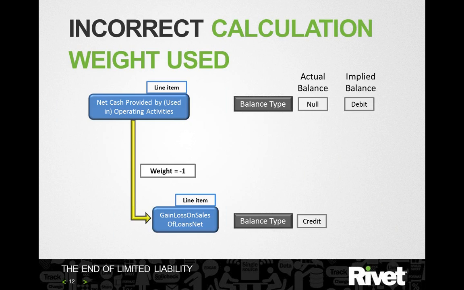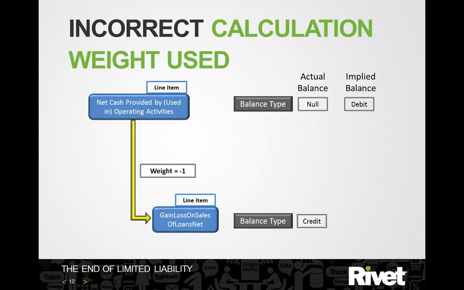But there is an implied balance of a debit balance on this item. And so, for example, an item like gain loss on sales of loans net, which is a reversal of a non-cash item, you should see a weight of -1 on it, and that's what should happen. This item is a credit item. You've got the implied debit on the balance. You should have this -1 weight.